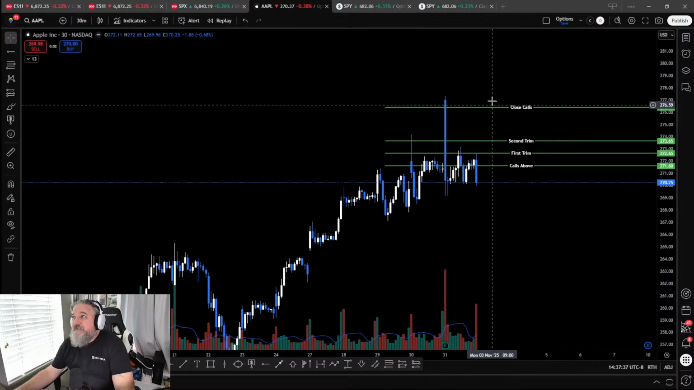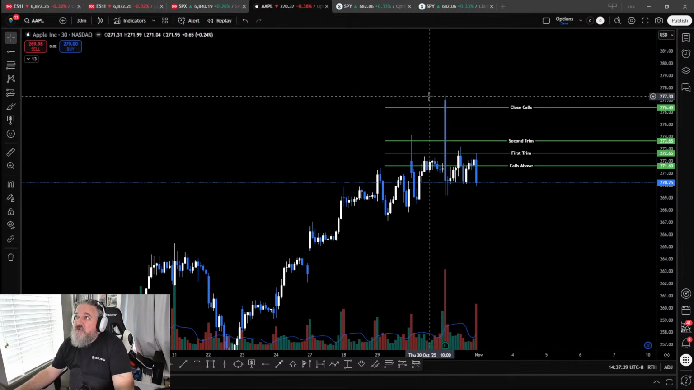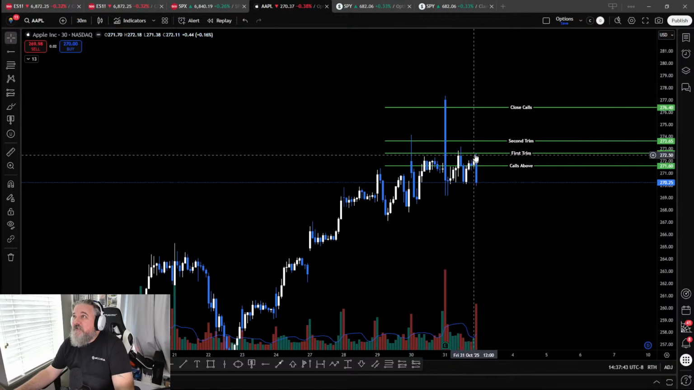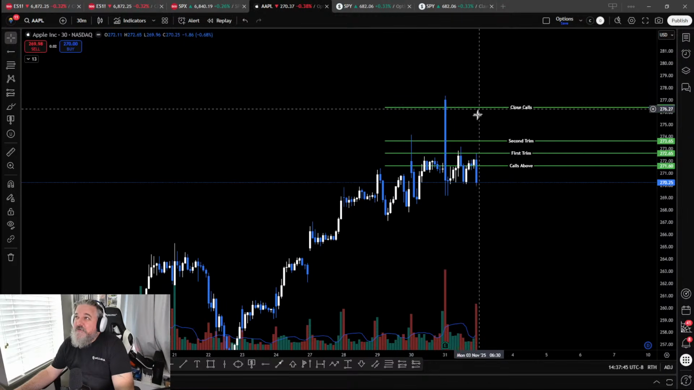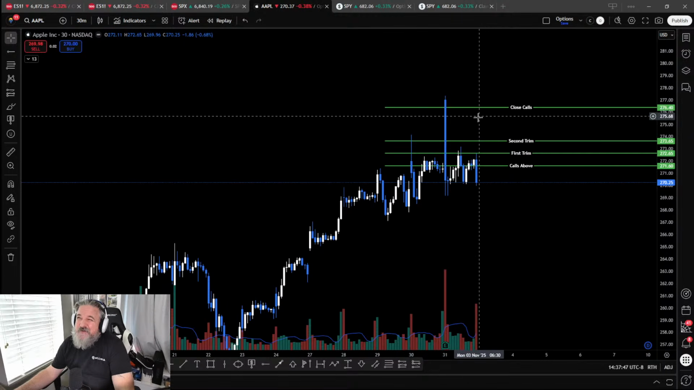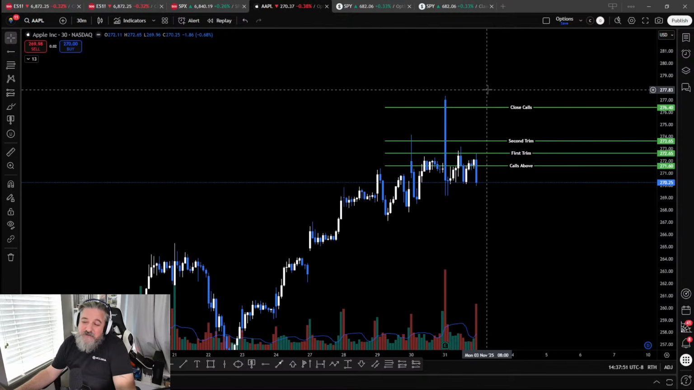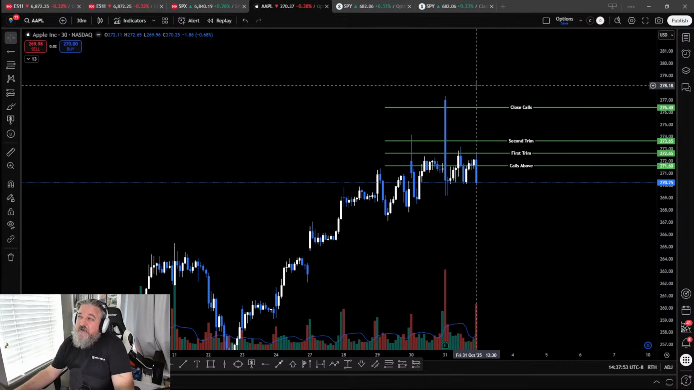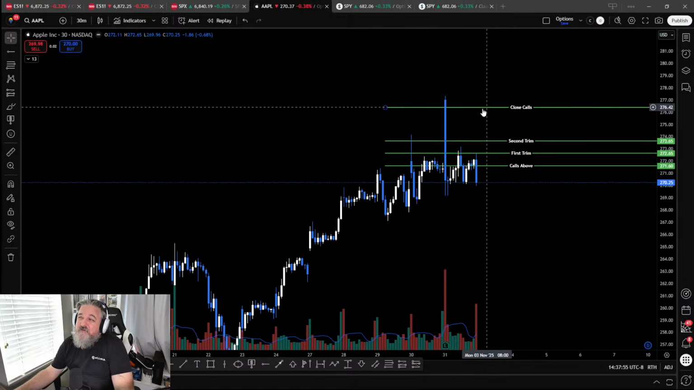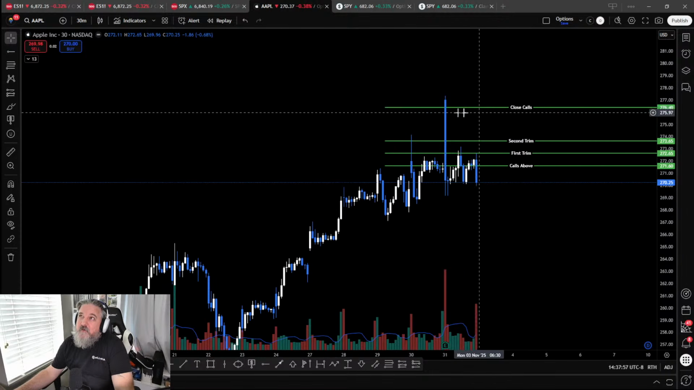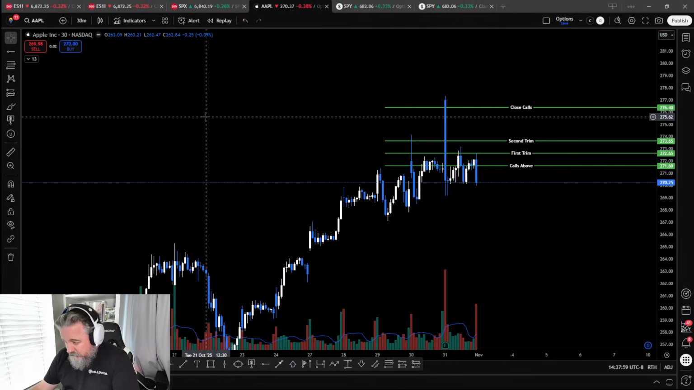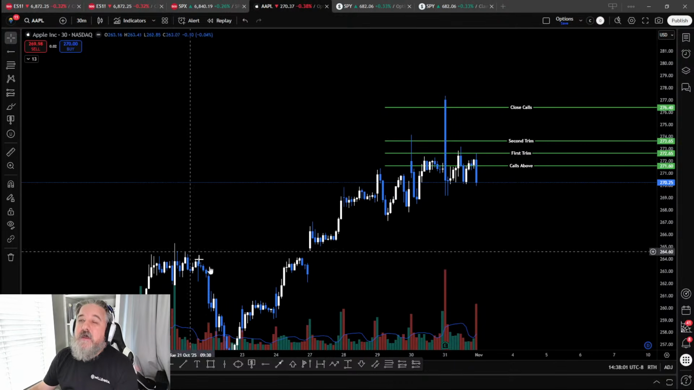276.40. Technically, based on Elliott waves, we should go higher than this candle, 277. So if you want to hold for that, you're more than welcome to. I just don't like to push things. Even though I know logically and based on Elliott waves we should make it up here, I'm good taking my profits here and walking away with a nice win. So that's my plan on Apple.